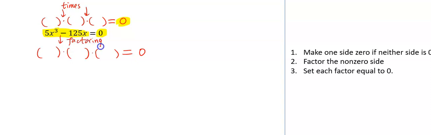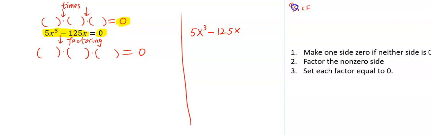All right, so let's focus on the left-hand side. I'm going to do it over here. 5x to the third minus 125x. First of all, notice that when we do factoring, we always start with GCF. So we have 4 types of factoring: GCF, and then if there's no GCF, we count the number of terms. 2 terms would be difference of 2 squares. 3 terms would be possibly trinomial. And if there are 4 terms, we may try grouping. So it doesn't matter how many terms we have, we always check GCF.